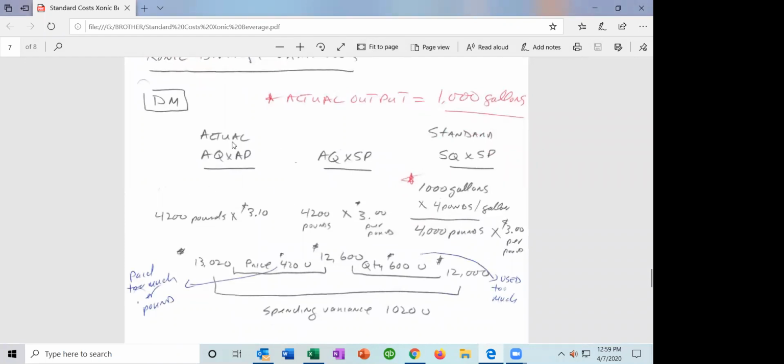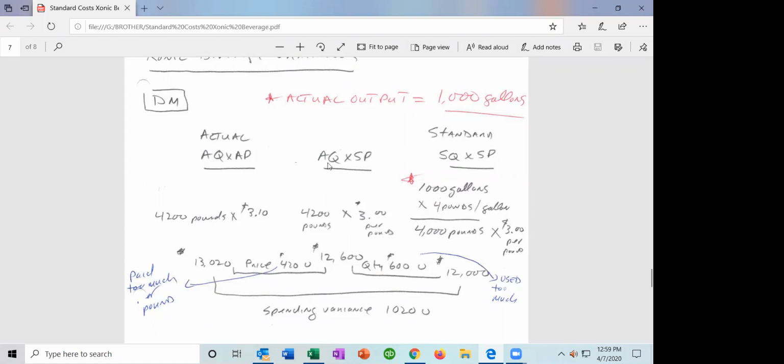On the actual side, AQ times AP. What we know from the problem, and they told us this, is they actually used 4,200 pounds to make those 1,000 gallons, and they actually paid $3.10. 4,200 times 3.10, they actually spent $13,020. They should have spent $12,000. The difference between the actual and the standard is the spending variance of $1,020.